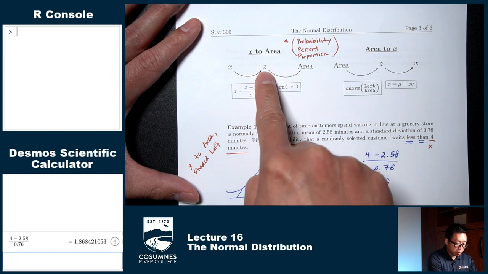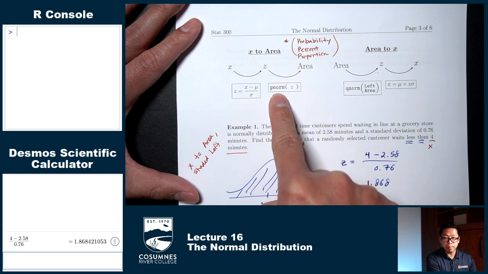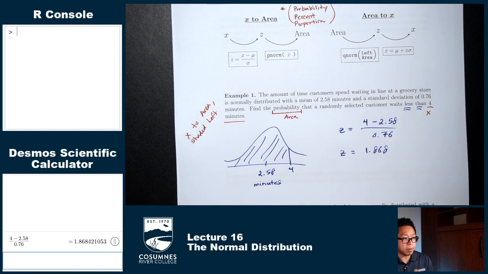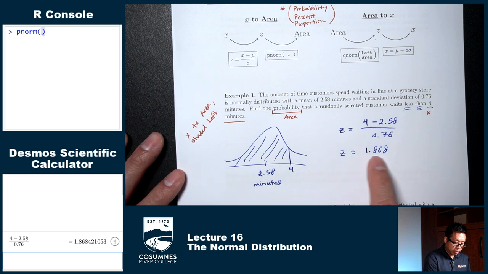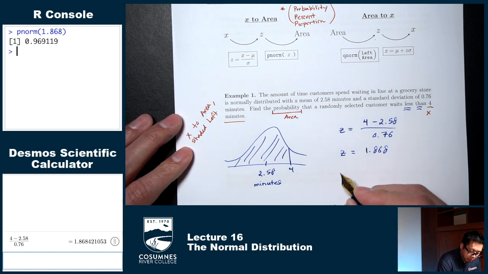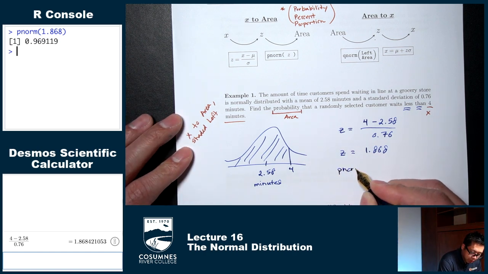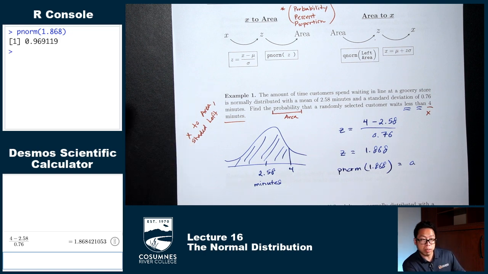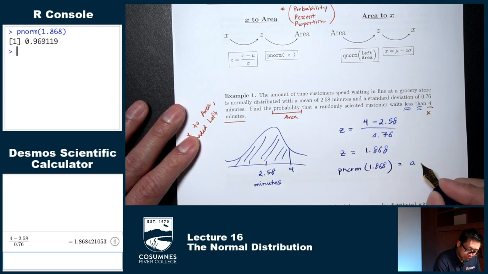The next step is to go from z to area, doing a pnorm. This pnorm is going to be in R, so we do pnorm and then we enter the z. Our z was 1.868. So we did pnorm of 1.868, and we got, rounded to three decimal places, 0.969.